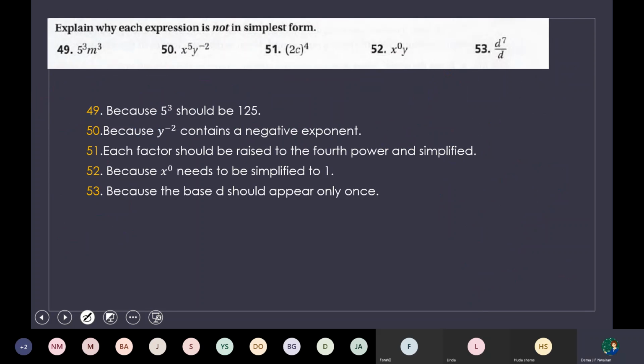Let's now explain why each expression is not in the simplest form. Look at number 49. This one, he told me that it's not in the simplest form. Why? Because 5 cubed should be 125. I must not keep it as a number raised to a power. Because it is a number raised to a power, it's not in the simplest form.